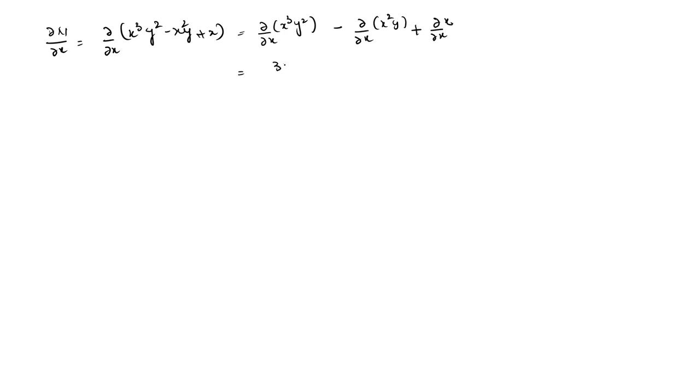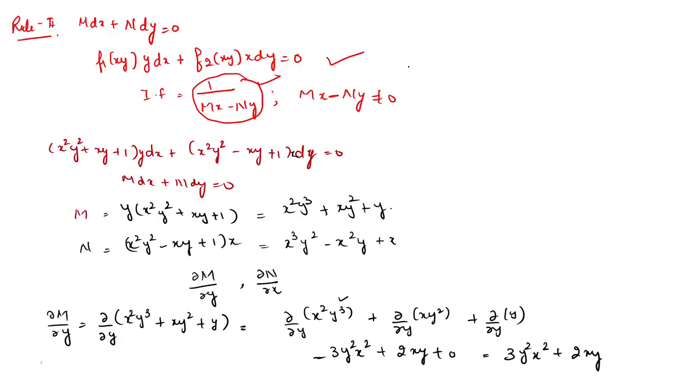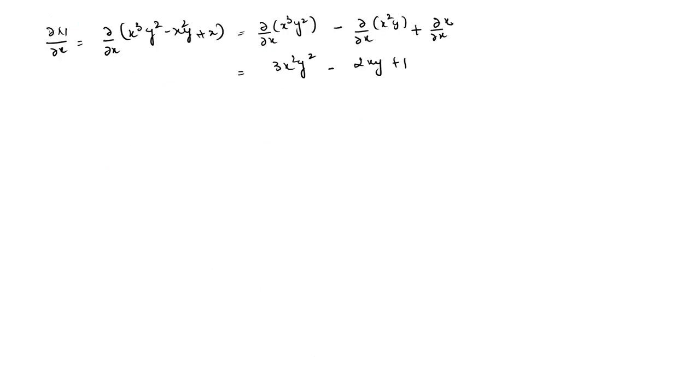It should be 3x square y square. It is 2xy. Here would be a 1. Here is my mistake again. It should be a 1 because we are finding partial derivative with respect to x. So you can see that these two values are not equal. Our del m by del y is not equal to del n by del x. It means that this is not an exact differential equation.